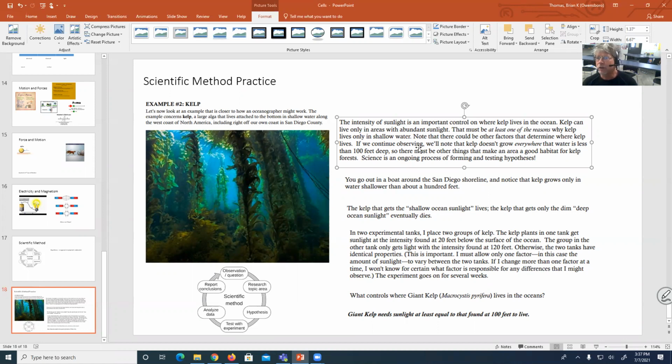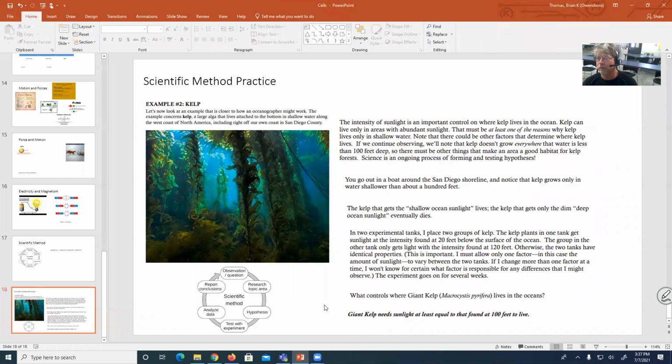So I have over here 1, 2, 3, 4, 5, 6 statements. And what I got to do is figure out what order do they go in. So this has something to do with kelp. So I'm just going to read this. This is kind of something I pulled off the internet.